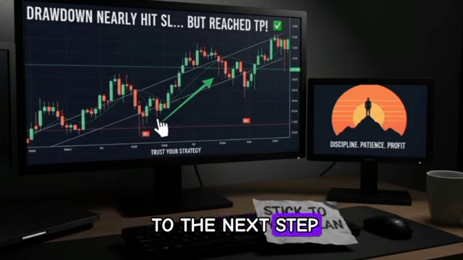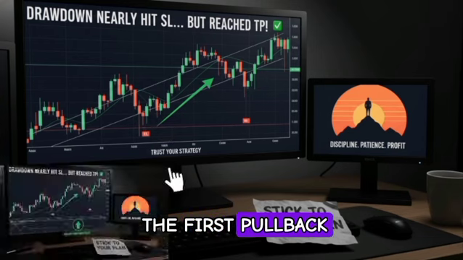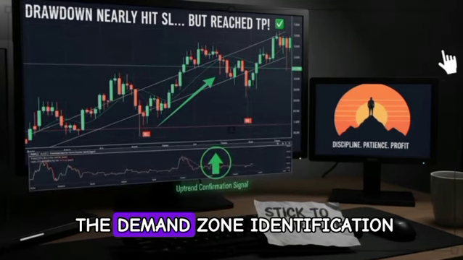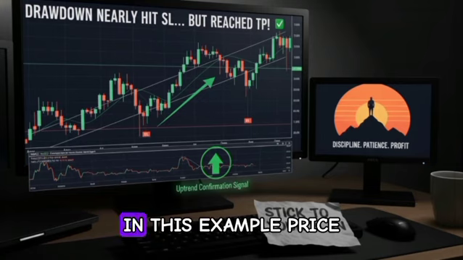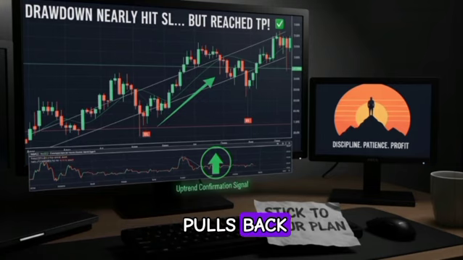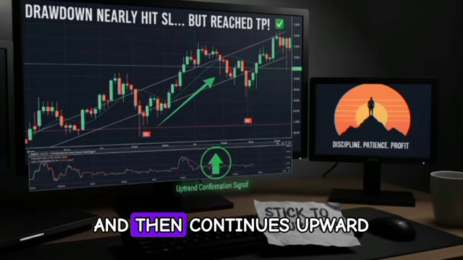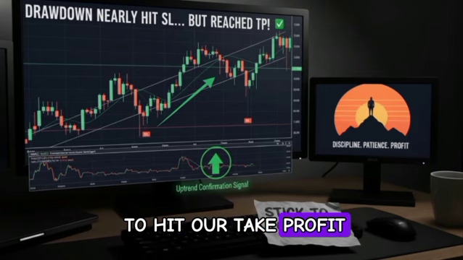That is our signal that the reversal is valid, and we are now in an uptrend. Now we can move to the next step, which is entering on the first pullback. For that, we follow the demand zone identification. In this example, price pulls back, triggers our buy entry, and then continues upward to hit our take profit.